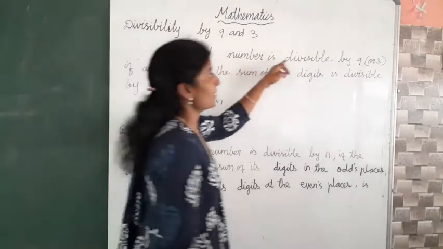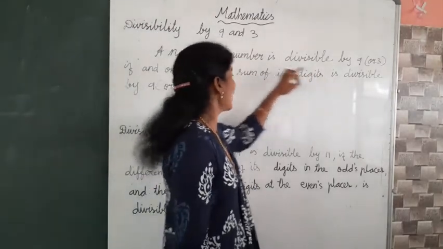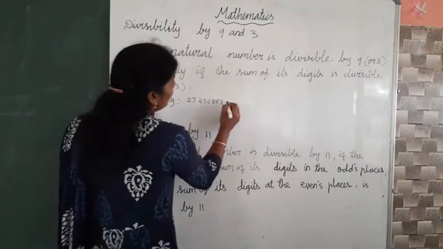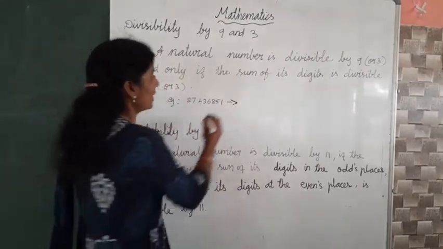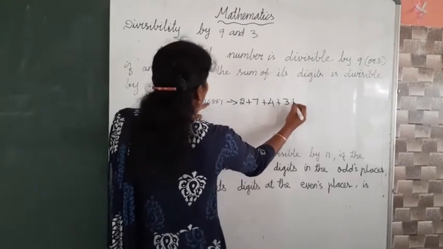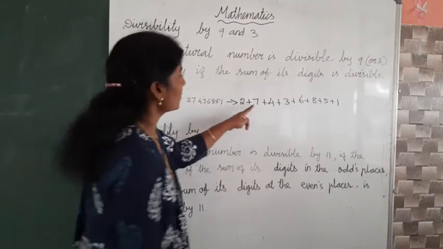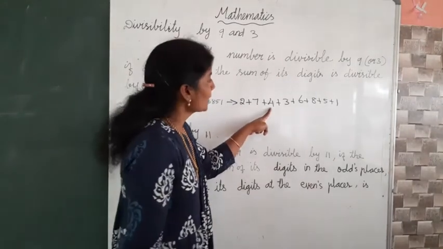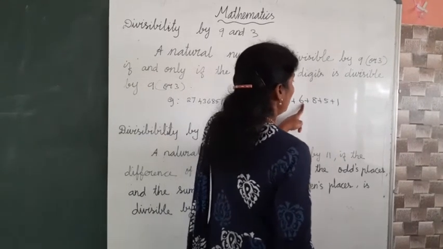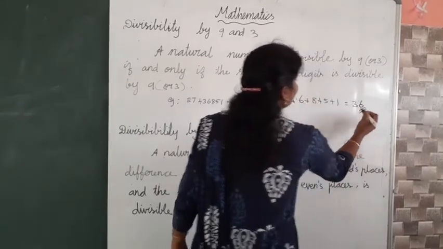A natural number is divisible by 9 or 3 if and only if the sum of its digits is divisible by 9 or 3. Okay. Now here, for example, one number. Now we can add the digits: 2 plus 7 plus 4 plus 3 plus 6 plus 8 plus 5 plus 1. 7 plus 2 is 9, 9 plus 4 is 13, 16, then 16 plus 6 is 22, 22 plus 8 is 30, 35, 36. The sum of the digits is 36.